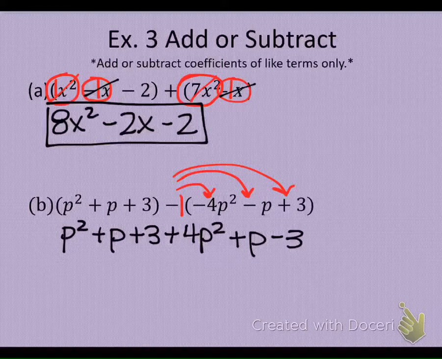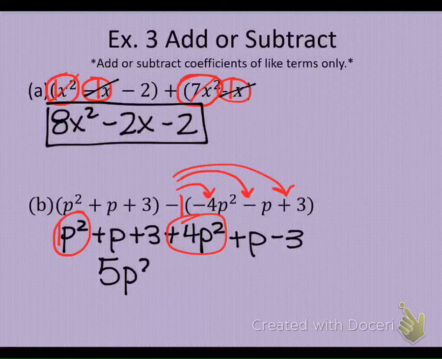So Noah, which term has the highest exponent? Because again, I want to start there. P squared. P squared, and does it have a like term? 4p squared. 4p squared. So when I combine those, I get what? Remembering, what's the understood coefficient of p squared? 1. 1. So 1p squared plus 4p squared is what? 5p squared. 5p squared. Awesome. Cross them out.